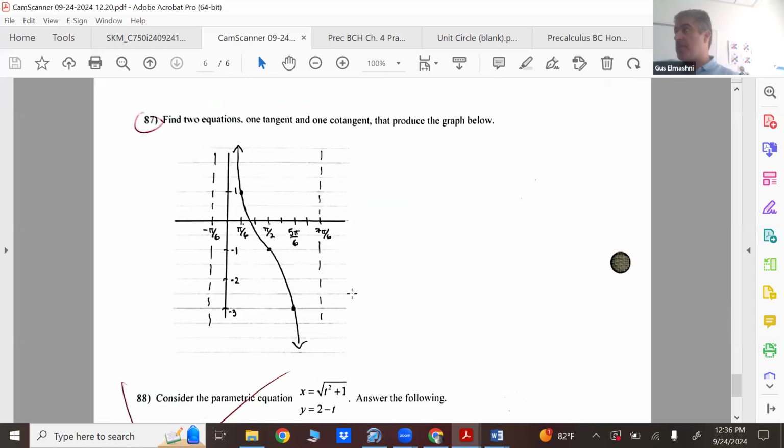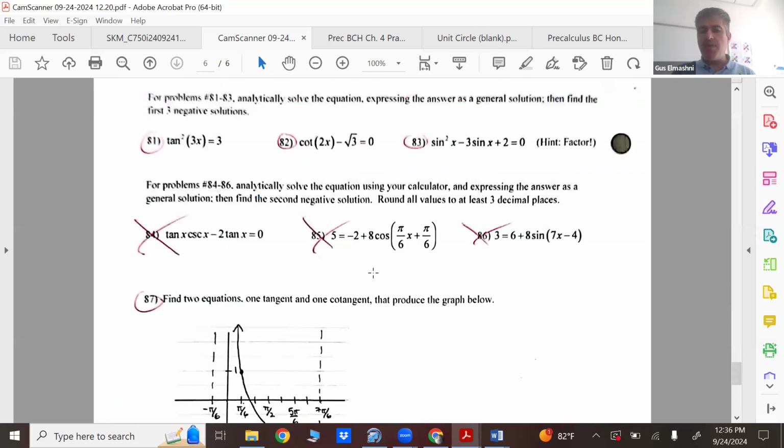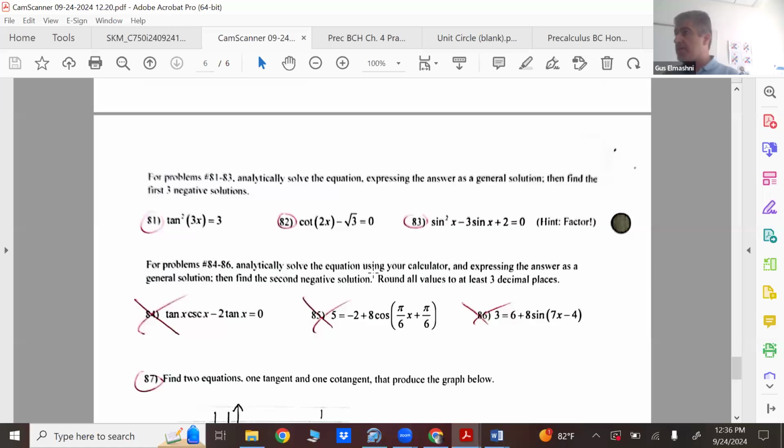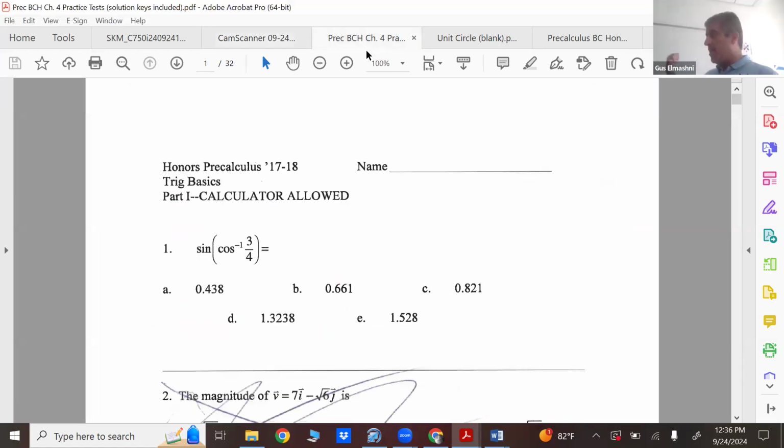87, right? I was going to ask that, right? Write an equation, find 2 equations, one tangent, one cotangent of a graph. I said we're going to have that. I did cross off 88 as well as 84 through 86 because this is non-calculator. So don't worry about those. If you're looking for more practice, here's yet even more.